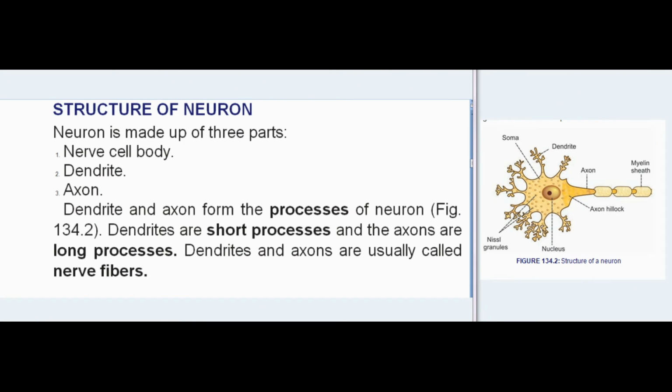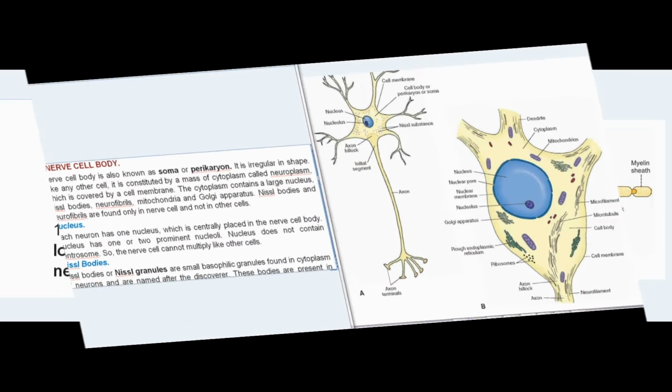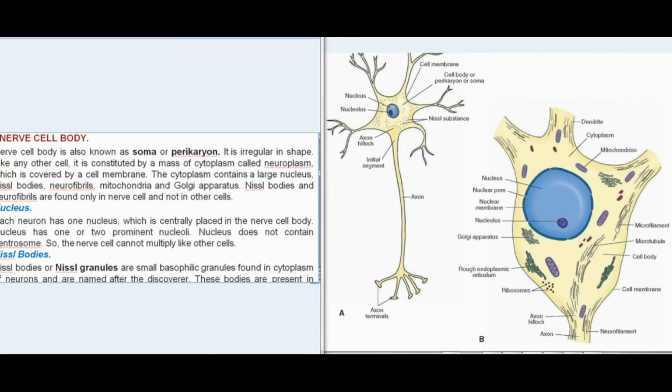Structure of neuron: a neuron is made up of three parts: nerve cell body, dendrite, and axon. Dendrite and axon form the processes of the neuron, Fig 134.2. Dendrites are short processes and the axons are long processes. Dendrites and axons are usually called nerve fibers. The nerve cell body is also known as soma or perikaryon. It is irregular in shape.